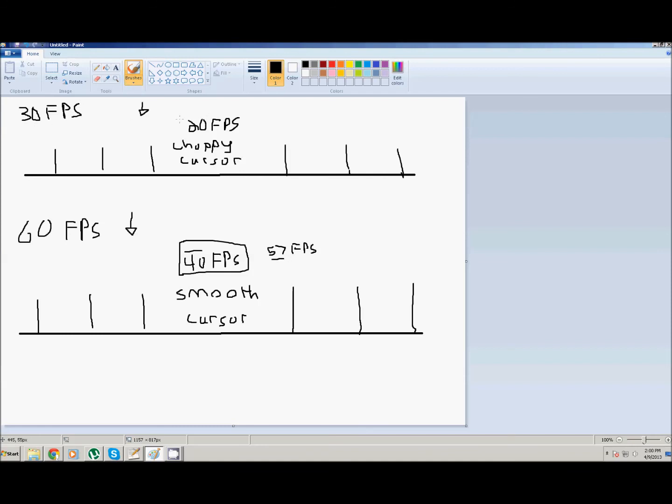Whereas if your computer can't handle it, you're going to get the choppy cursor. And that's the problem that happens whenever they cap games at 30 frames per second. Now, in an ideal world, they would cap games at 30 frames per second, and it wouldn't go below that. Really, it shouldn't be a cap. It should be a minimum.